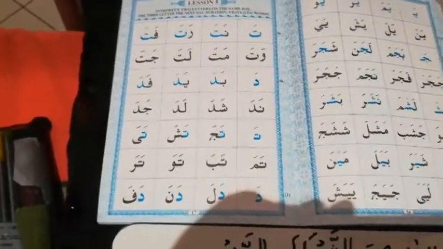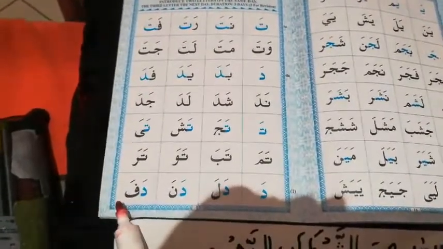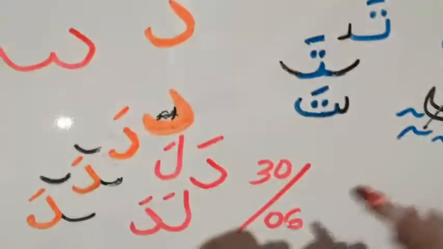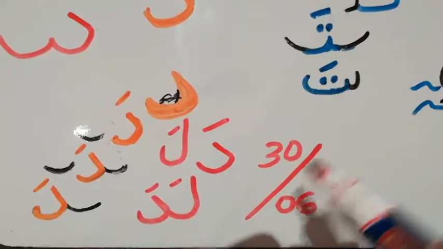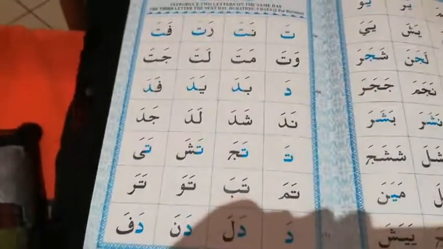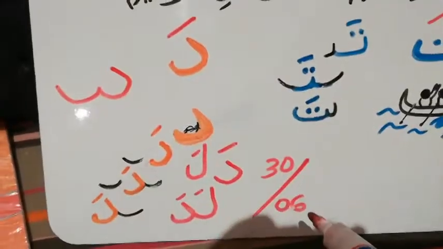At the bottom of page 17 here, you're going to write today's date, which is 30th/06. At the bottom of lesson 5, page 17, write the 30th of the 6th month. That is your sabak for today.